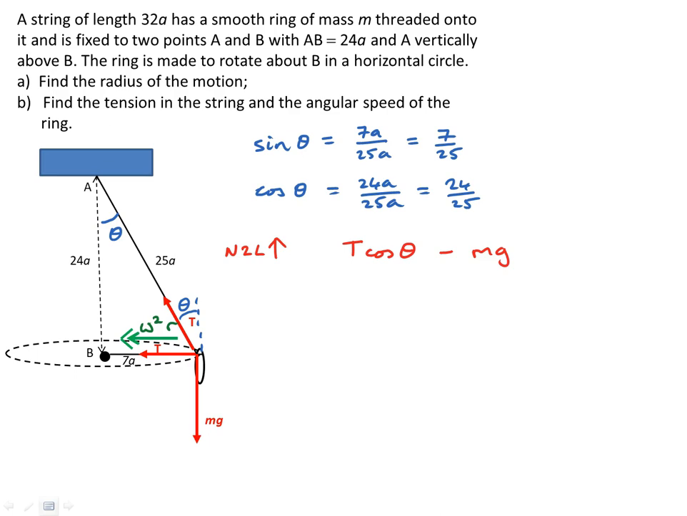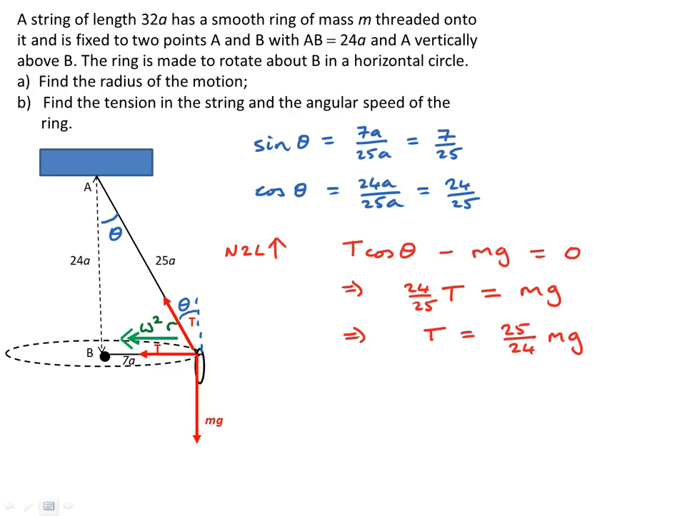The ring is moving in a horizontal circle around B, so there is no vertical acceleration, so the resultant force acting on the ring vertically must equal naught. So we've got 24/25 T must be the same thing as mg. In other words, T must be 25/24 mg.